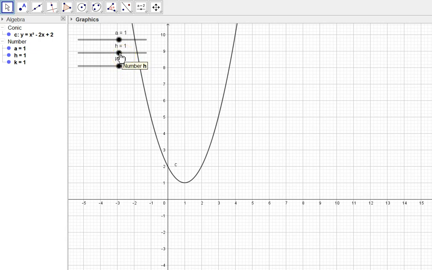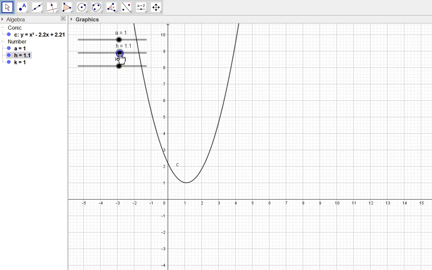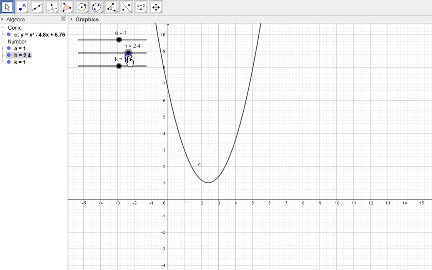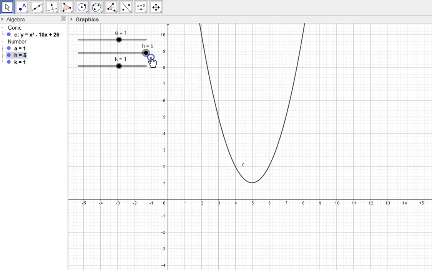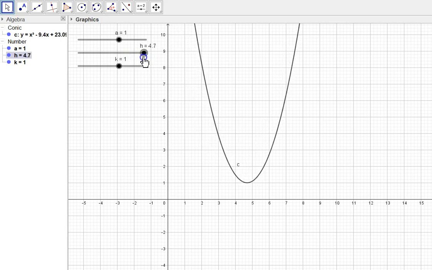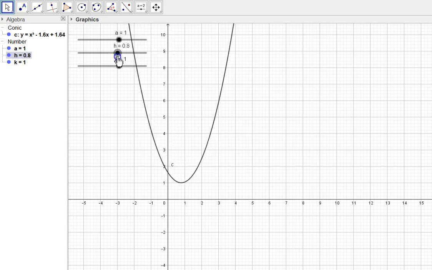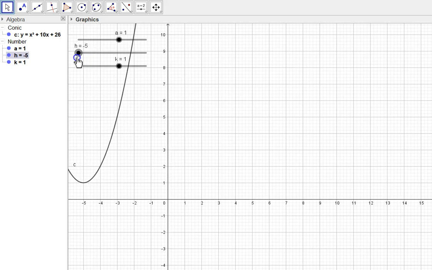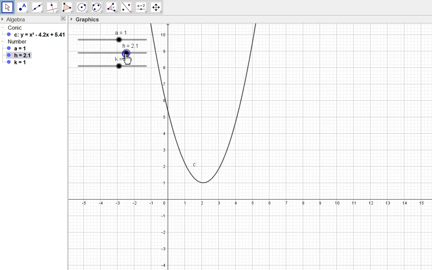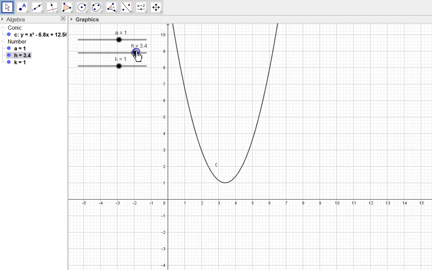H is that one inside the bracket. Now if I make h bigger, the bigger the number, the more positive the number, the graph moves to the right. If I make h negative, okay, you can see the graph moves. You can see h is obviously that horizontal shift.